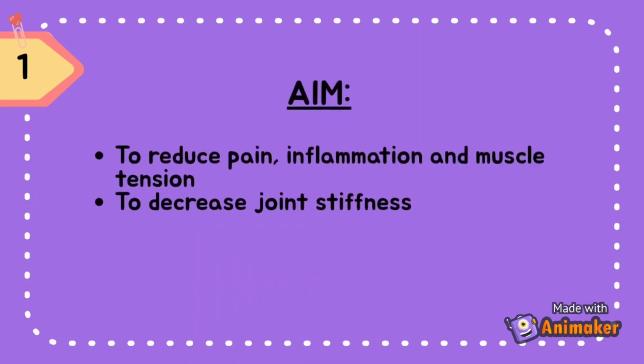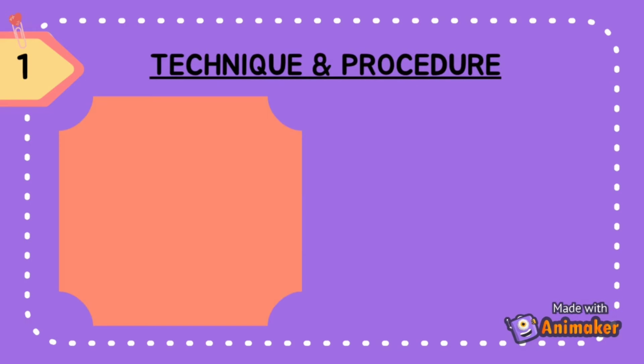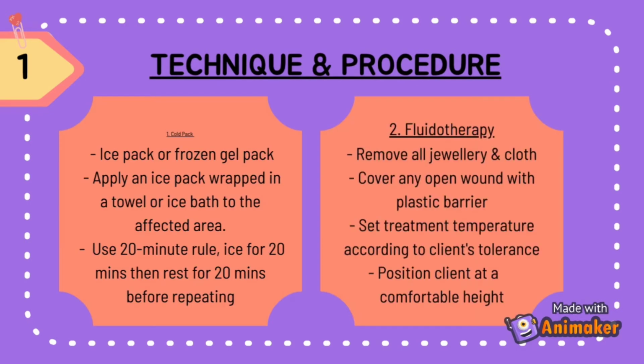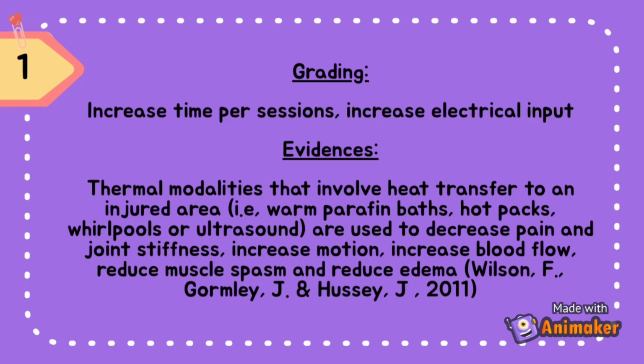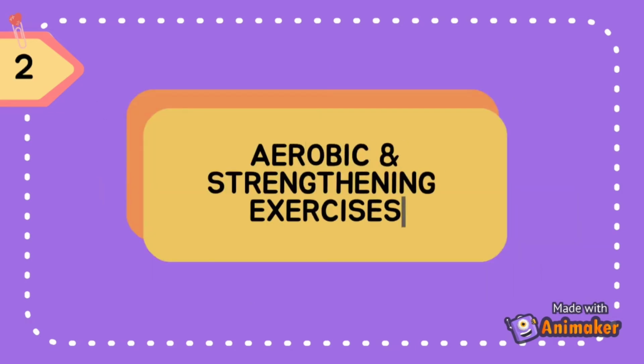PAM is a preparatory method aimed to reduce pain, inflammation, and muscle tension, and other than that, to decrease joint stiffness. Some examples of PAMs include cold pack and physiotherapy. As for grading, therapists can increase time or duration per session and also increase electrical input for devices that are electrotherapeutic agents.